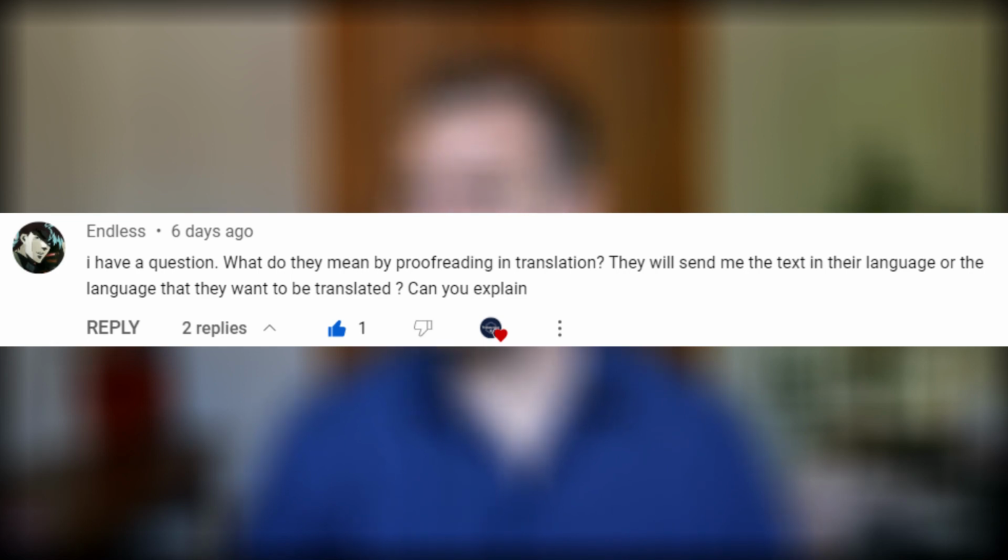Question number 4 from Endless. Nice name. I have a question. What do they mean by proofreading in translation? They will send me the text in their language or the language that they want to be translated. Can you explain? Now you're asking what proofreading is.